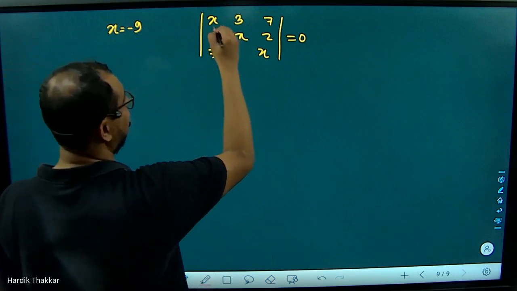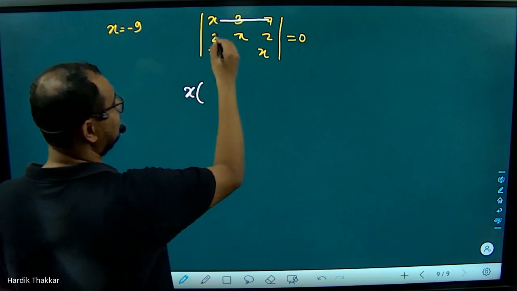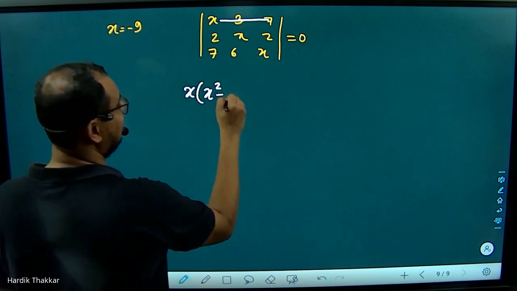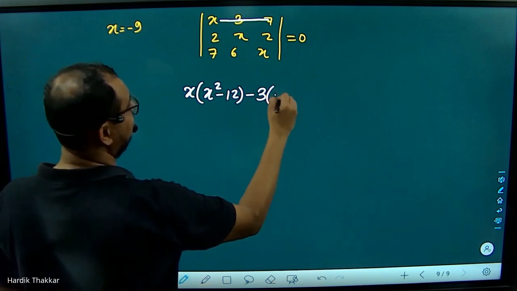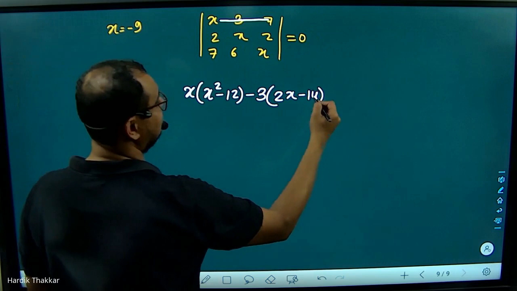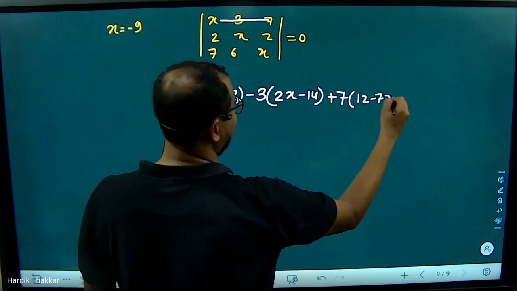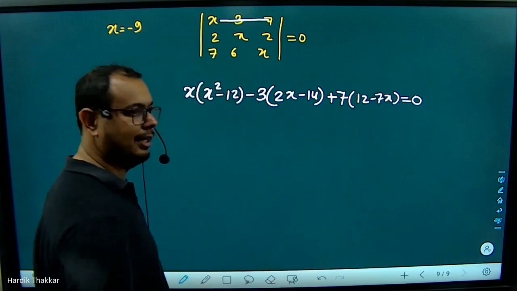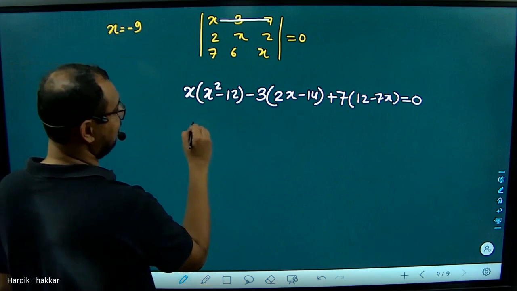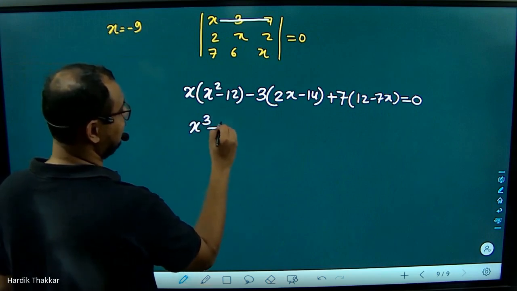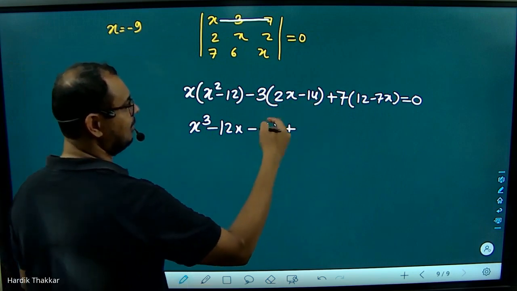So if I start expanding this determinant using the first row, here it will be x, further it will be x square minus 12. Next it will be -3 under bracket 2x minus 14. Next it will be +7 under bracket 12 minus 7x, and that is equal to 0. Is it clear till here, Shavi? Okay. Further, when we simplify this, you will get x cube minus 12x. Here this term will be -6x plus 14 3s are 42.